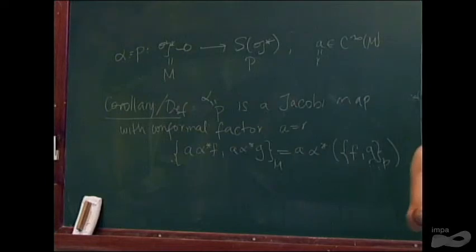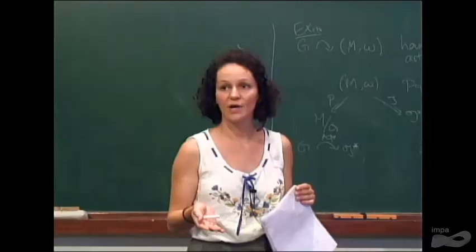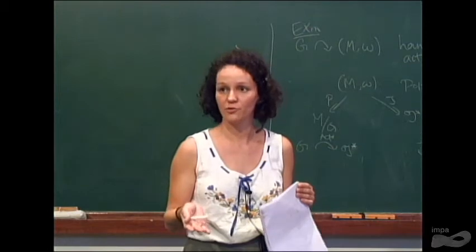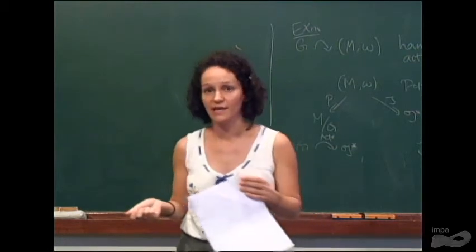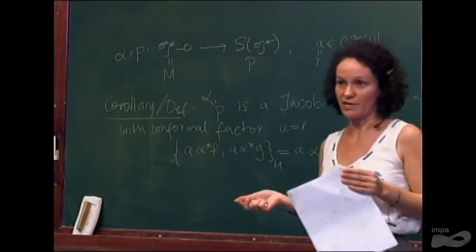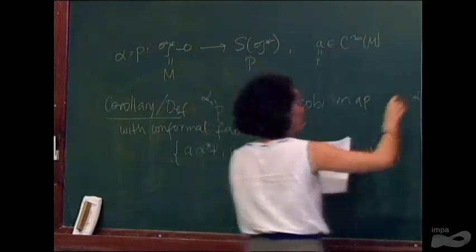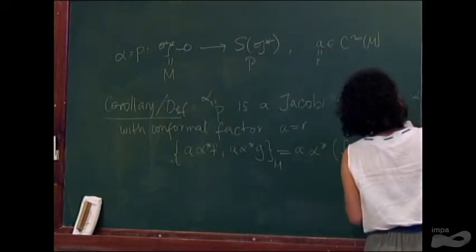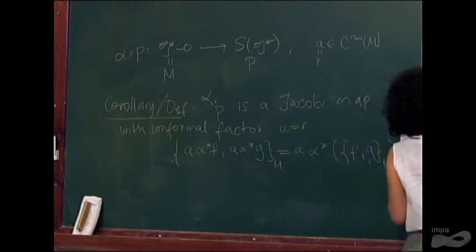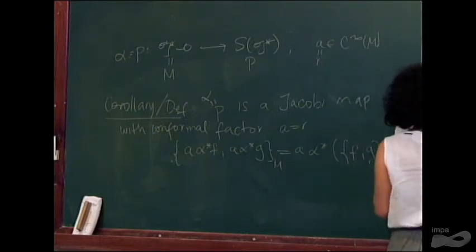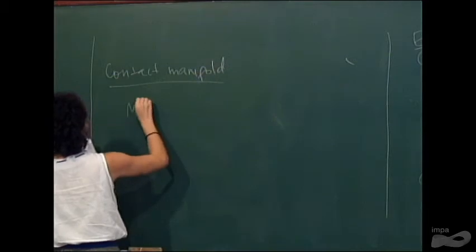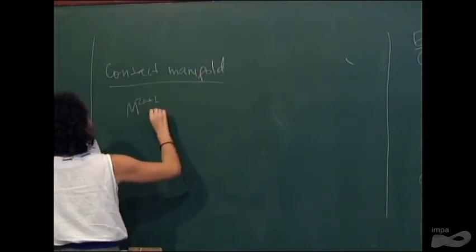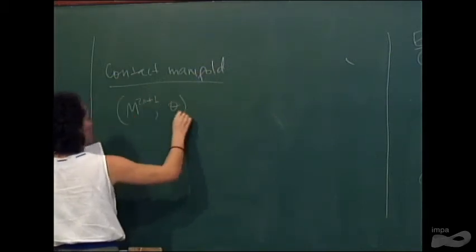Okay, so the next question is the following. So now you know that for Poisson manifolds, the realizations are symplectic manifolds. Now you ask, okay, for Jacobi manifolds, what are the realizations? And the answer is that they are contact manifolds. So what is a contact manifold? A contact manifold, it's an odd dimensional manifold M endowed with a contact form.